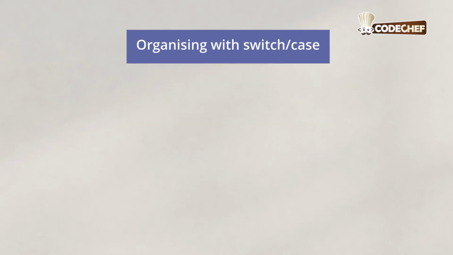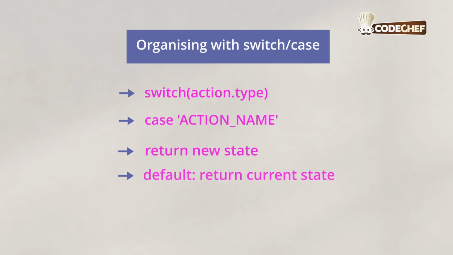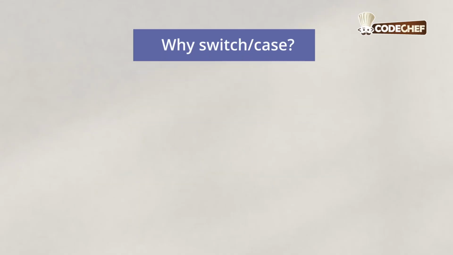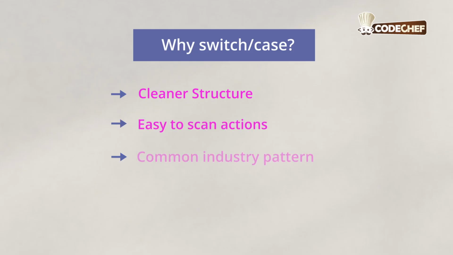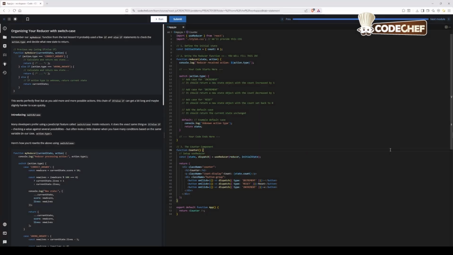Instead of long if-else chains, we use switch action type. Each case handles one action and returns a new state object. Now why use switch case? It makes reducers easier to scan and is the common industry pattern. Each action has a clearly separated logic block. Now that we understood how switch case organizes reducer logic, let's look at a practical example, a simple counter built using useReducer. Let's go step by step.